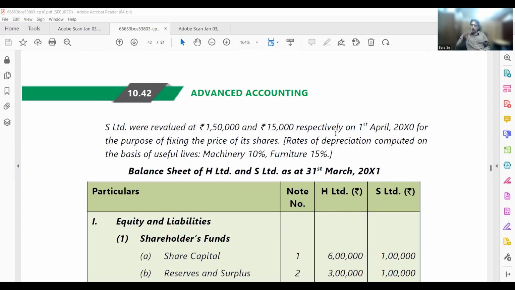Yes. That means in case your company did not bother to revalue the asset in your books, the machine will be appearing at 90,000 rupees and furniture appearing at 17,000. Is that fine? Yes. Next.